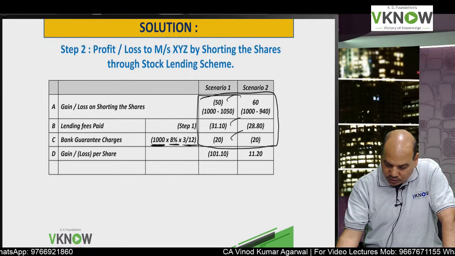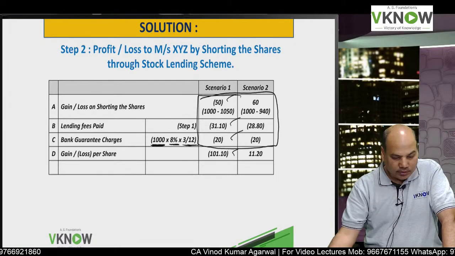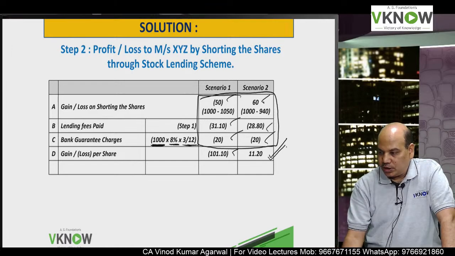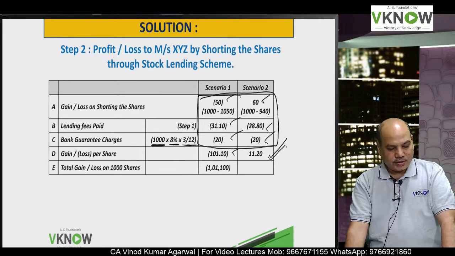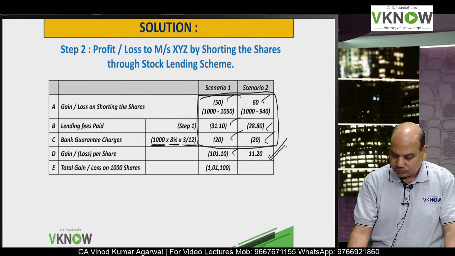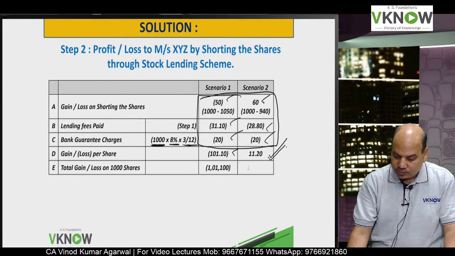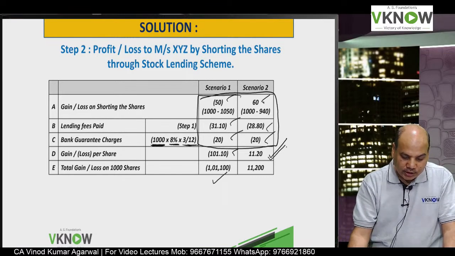Negative, negative, negative. So 101.10 loss in scenario 1. Positive, negative, negative. So net gain 11.20 per share. Total gain or loss on 1000 shares. First column is total gain or loss. Sagar is right.